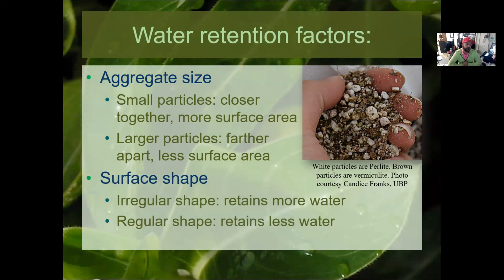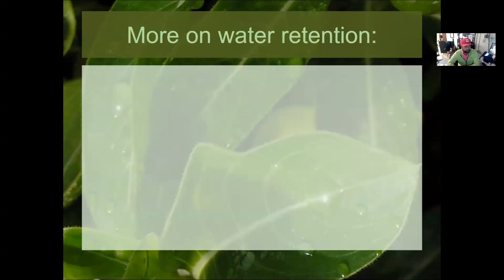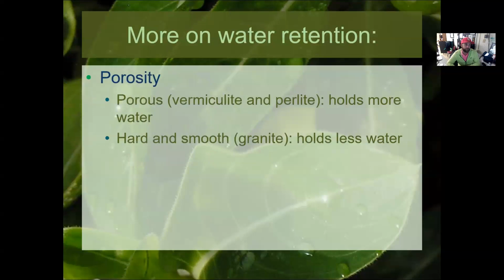And surface shape: irregular shape retains more water, regular shape retains less water. So a little more on water retention. Porosity, which means porous, which would be a vermiculite or perlite. They're going to hold more water, and hard or smooth, which would be granite, is going to hold less water.